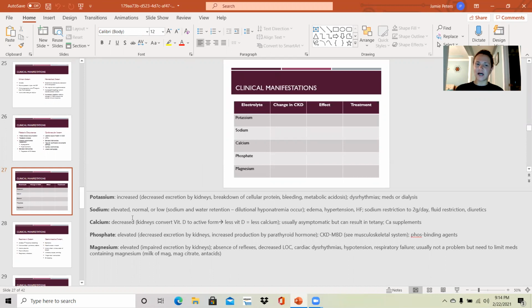Definitely the potassium is going to be high. Sodium can vary depending on what's going on with the patient. Calcium is decreased. Phosphate is elevated. And because calcium is low and phosphate is high, that's what's going to lead to the loss of bone strength and density, and then that predisposition to CKD-MBD, musculoskeletal system conditions. And then magnesium is going to be elevated as well. When potassium is elevated, magnesium is also usually elevated, so you can remember that. Calcium and phosphate have an inverse relationship, and then sodium can be anywhere.